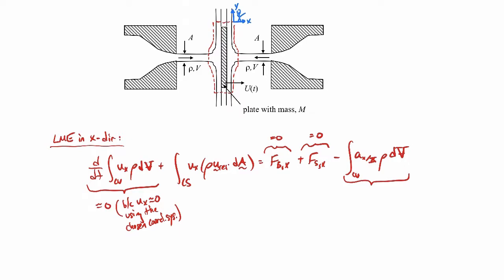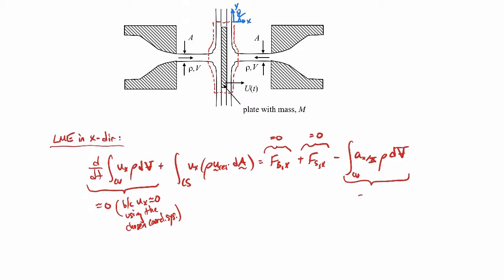So that's the acceleration of our coordinate system times the mass inside the control volume. The mass inside the control volume we'll assume is just primarily the mass of the plate. Now there is a little bit of liquid in here, but we're going to neglect the mass of that liquid compared to the mass of the plate.